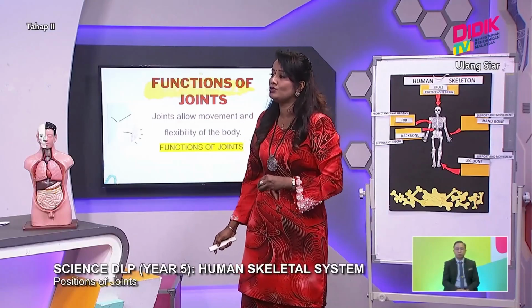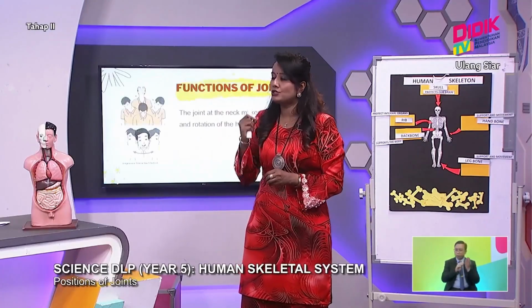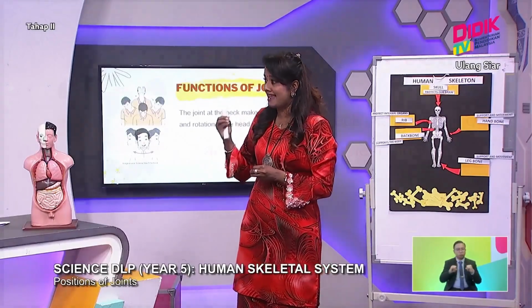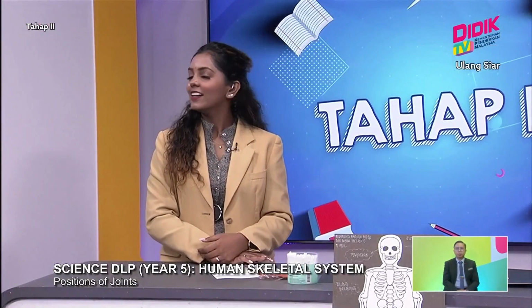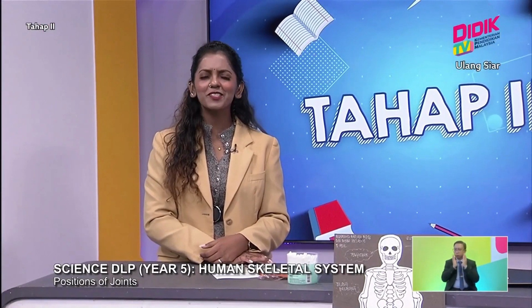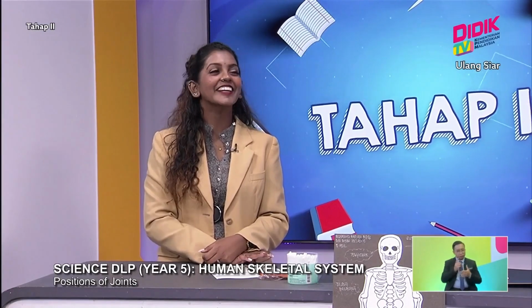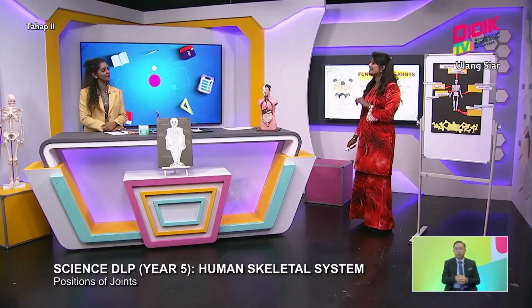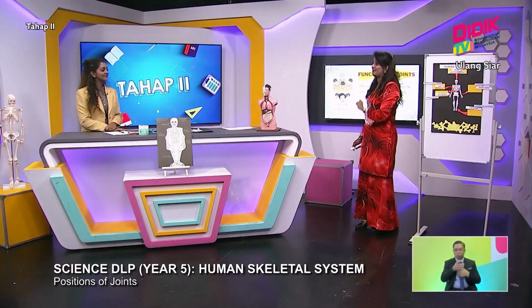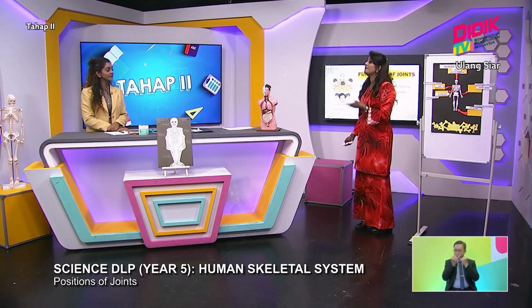Then we go to the functions of joints. The joint at the neck makes turning and rotation of the head possible. Can you rotate? Like that. It feels good. We can go up and down, left and right. That's the first function of joints. Actually, there are many. Let's go to the next.